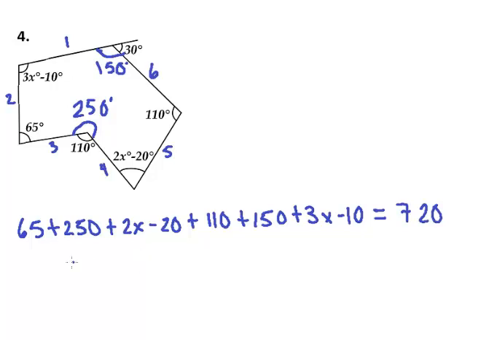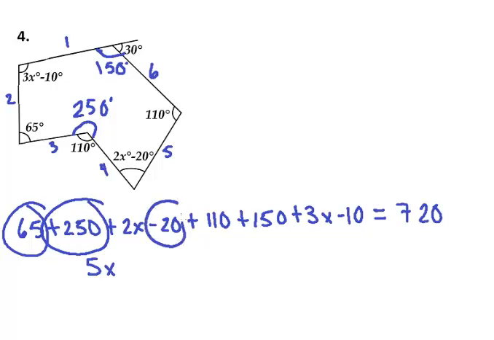Now since we have a lot of things on the left side, we need to simplify like terms to make things shorter. I'm going to start with the letters. I have 2x plus 3x. 2x plus 3x would give me 5x. Now the numbers. 65 plus 250 minus 20 plus 110 plus 150 minus 10.